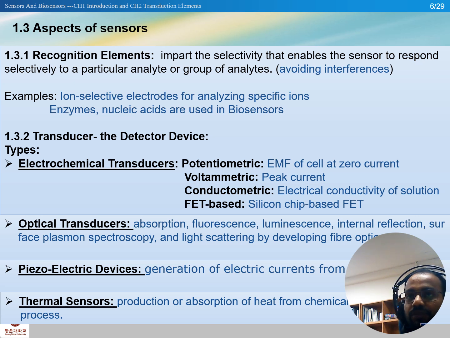Electrochemical transducers. We have voltammetric, that is the EMF of the cell at zero current. Voltammetric measures the peak current. Conductometric measures the electrical conductivity of the solution. And the FET based transducer is actually a silicon chip based FET. It is either potentiometric or voltammetric.